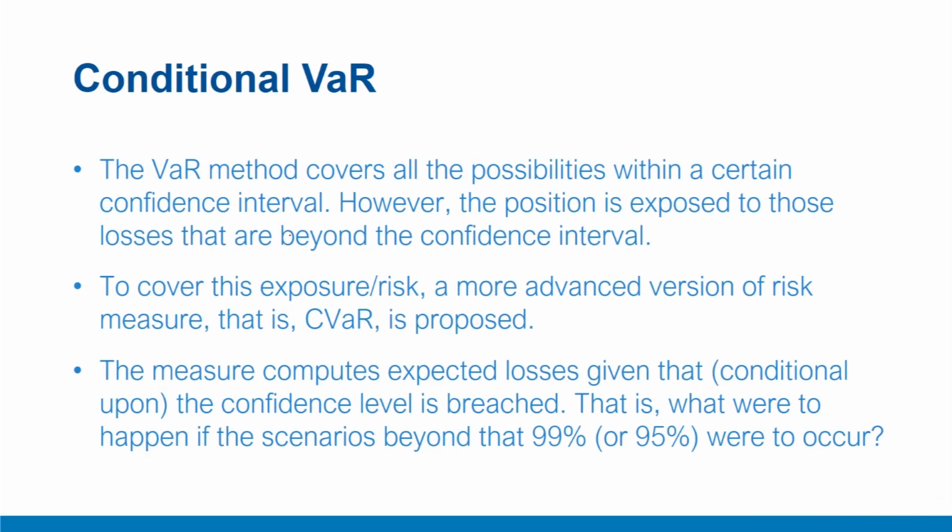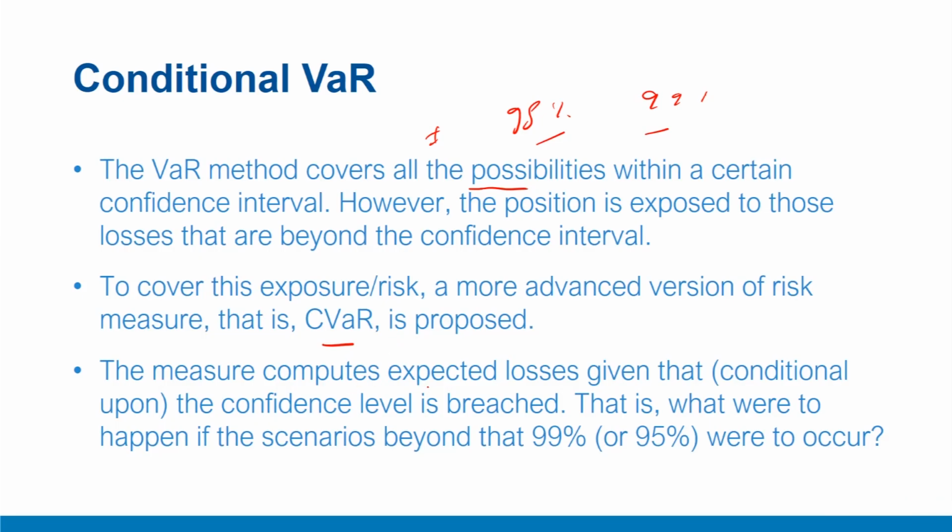In this video, we'll introduce a very important measure of tail risk, that is conditional VAR, CVAR, or expected shortfall. The VAR method, value at risk, that we discussed in the previous video, considers all the possibilities with a given confidence interval. For example, we said we are 95% confident or 99% confident. However, there are scenarios when a position is exposed to losses that are beyond these levels of 95 or 99% confidence. In order to cover this exposure in those extreme events, a more advanced risk measure, conditional VAR or CVAR, often referred to as expected shortfall, is proposed.